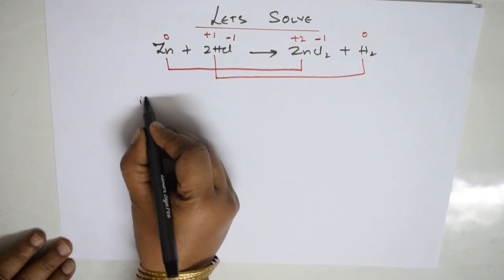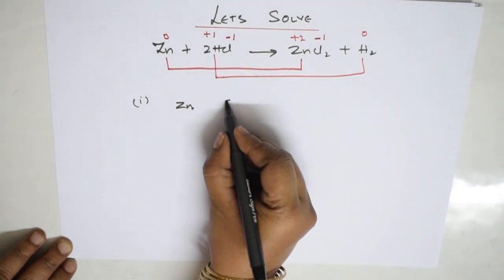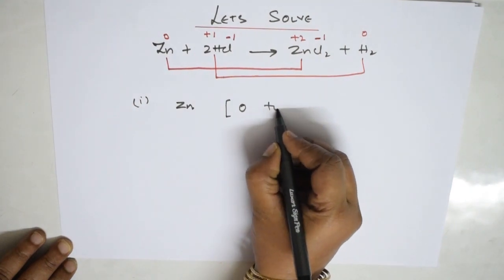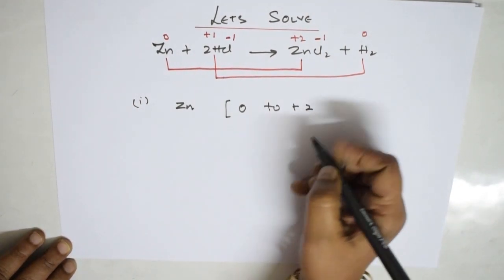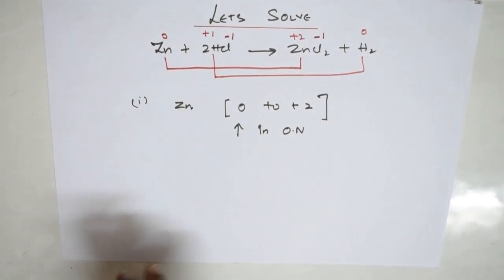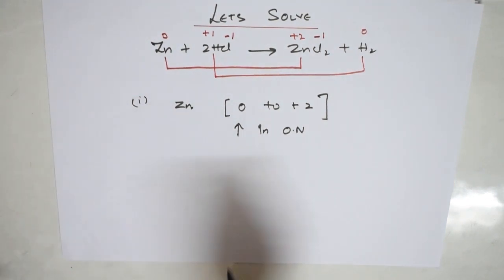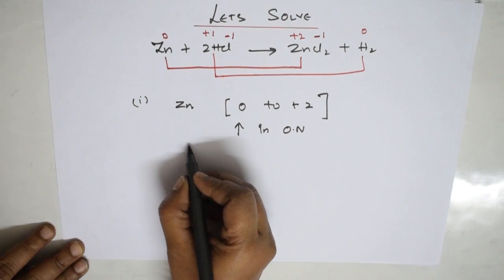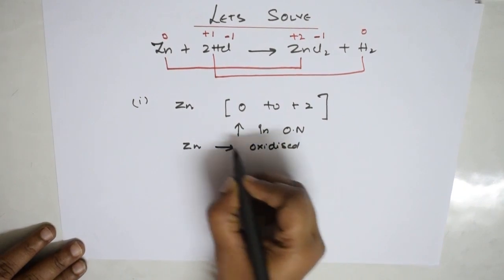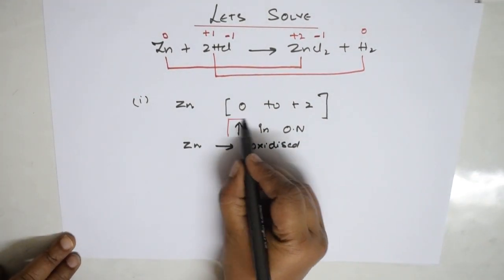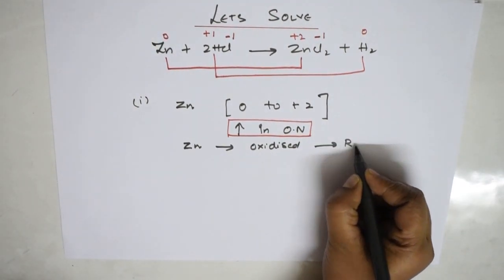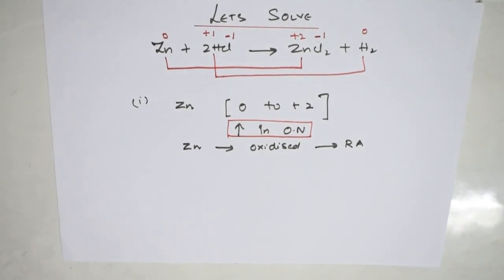Let's write. In the case of zinc, the oxidation state goes from 0 to +2. So there is an increase in oxidation number, from 0 to 1, and 1 to 2. So when there is an increase in oxidation number, what do we say? Remember, zinc is oxidized. Increase in oxidation number means zinc is oxidized. Whichever gets oxidized acts as a reducing agent. Remember this. Okay? Clear students?